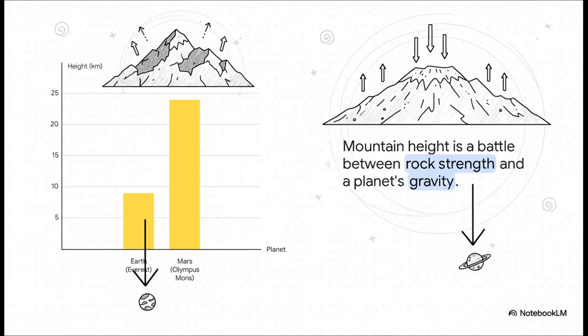So what you have is this constant cosmic tug of war between these 2 forces, and you can see it perfectly in mountains. A mountain's height is basically a standoff.